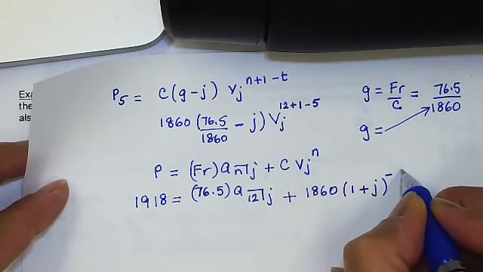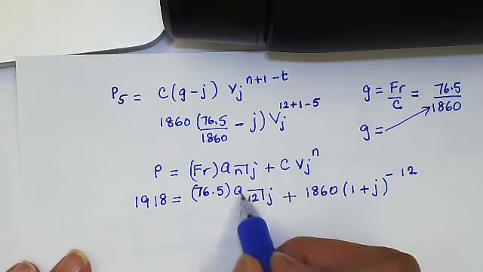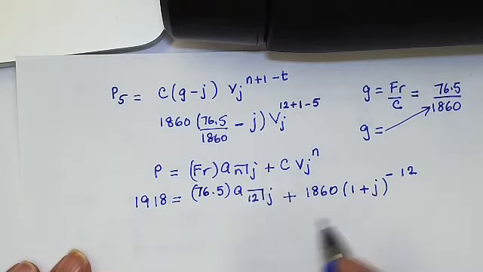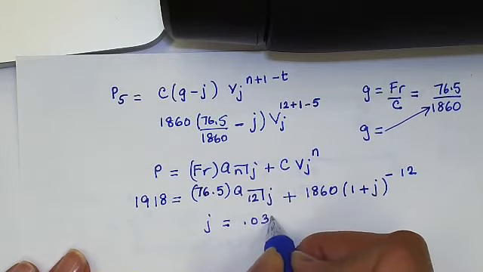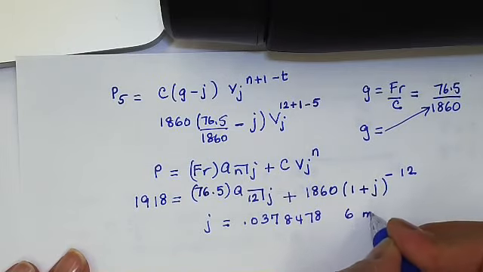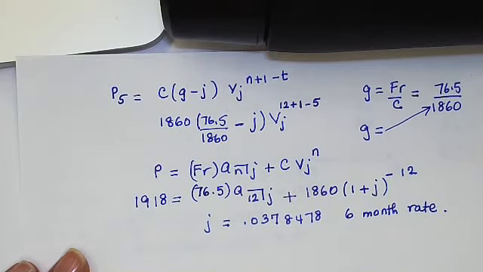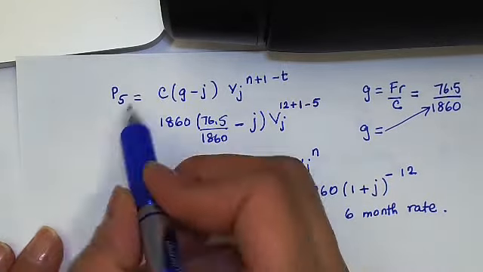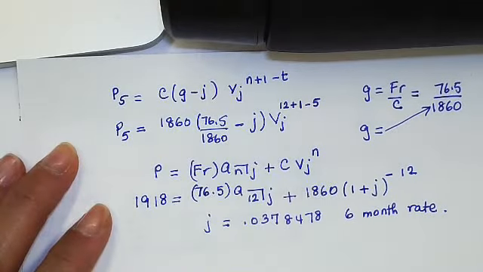What is the price? 1918 plus C 1860 times 1 plus J to the minus 12 power. I would stick that in my calculator after I replace the 12 by 1 minus V to the 12 over J, or Wolfram alpha, right? So this J turns out to be 0.0378478, and that's a 6-month rate.